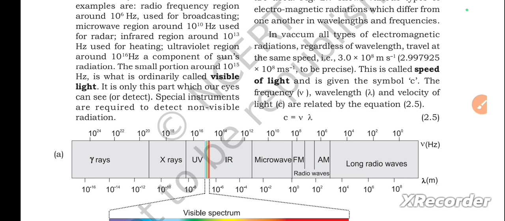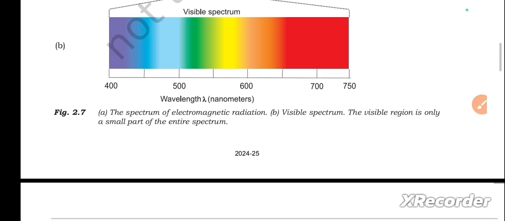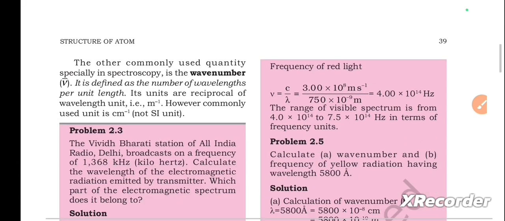The frequency, wavelength and velocity of light are related by the equation that is given in 2.5. The other commonly used quantity, especially in spectroscopy, is the wave number. It is defined as the number of wavelengths per unit length. Its units are the reciprocal of the wavelength unit, that is per meter. However, the commonly used unit is per centimeter, not the SI unit.